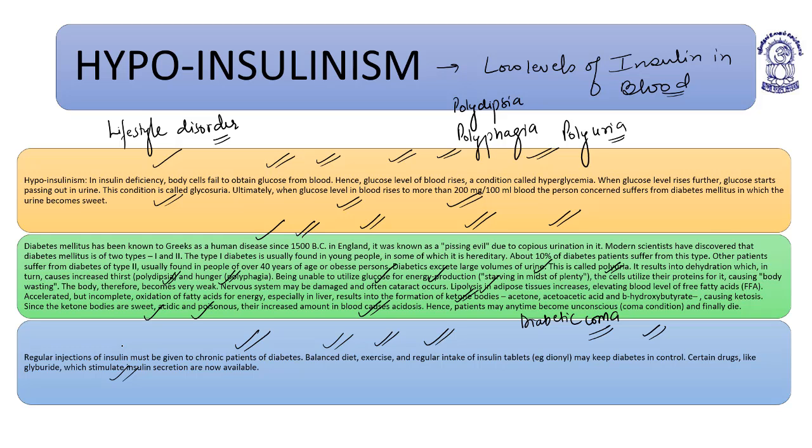Insulin is also a peptide hormone and it is antagonistic to glucagon. Insulin decreases the blood sugar level and glucagon increases the sugar level.